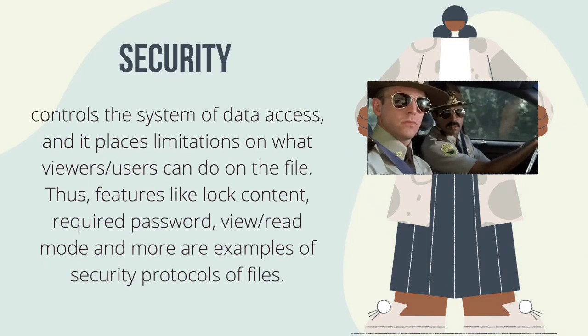And lastly, we have security, which controls the system of data access, and places limitations on what users can do on the file. Thus, features like lock content, required password, view read mode and more are examples of security protocols of files. Computer security, also called cybersecurity, is the protection of computer systems and information from harm, theft, and unauthorized use. For example, information security is securing information from unauthorized access, modification and deletion. Application security is securing an application by building security features to prevent cyber threats such as SQL injection, DOS attacks, data breaches and etc.